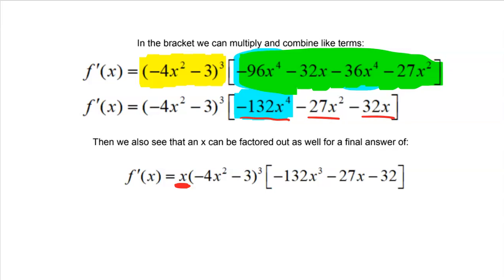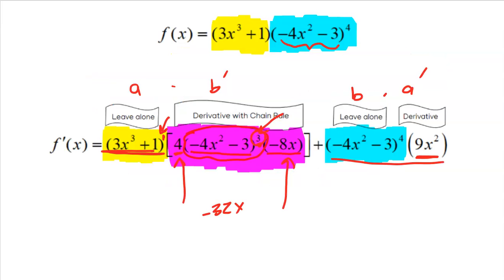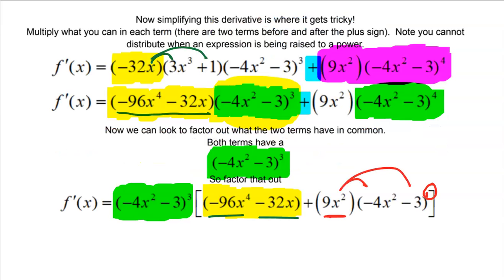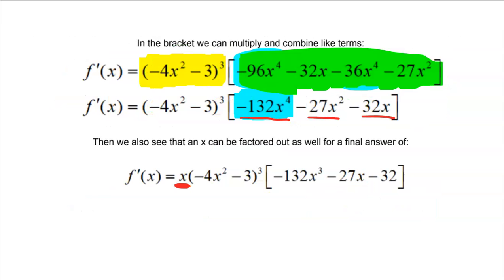And again, the derivative part, I know this looks completely messy, but the derivative part was actually the easy part. It's all of the cleanup work, multiplying what I can, factoring out that expression, negative 4x squared minus 3 to the third, cleaning everything up after I factor that out, then realizing I can factor an x out, and that's what gives me my final answer. That's not extremely pretty, but it is my final best case simplified derivative. All right, that's a pretty tough one. Hope that all made sense.